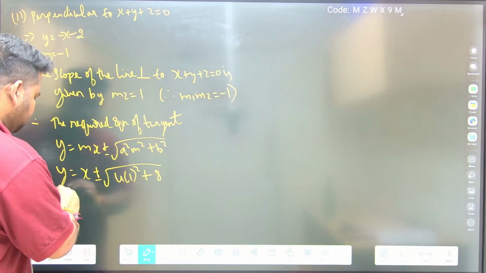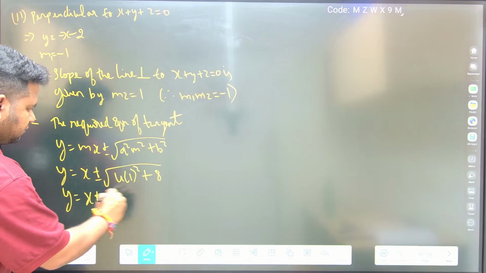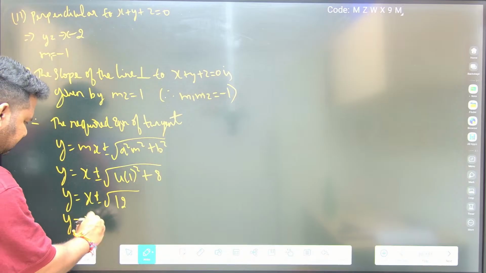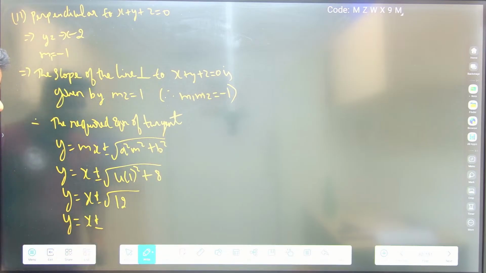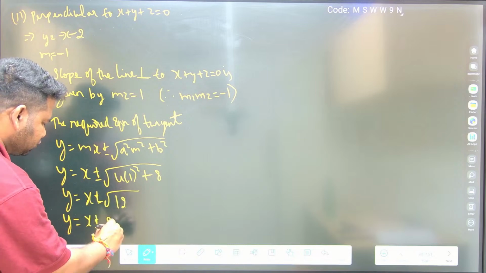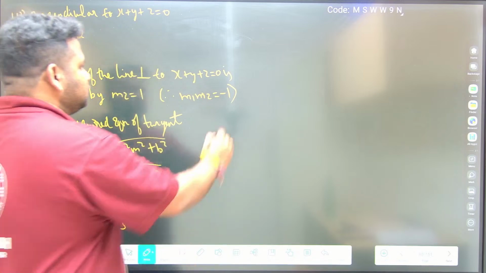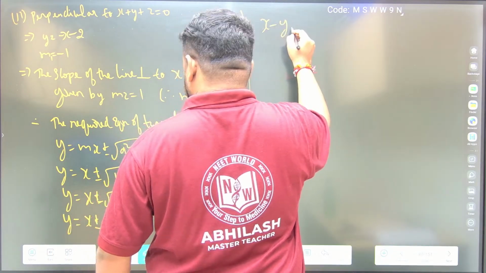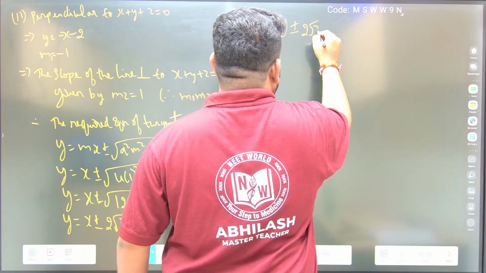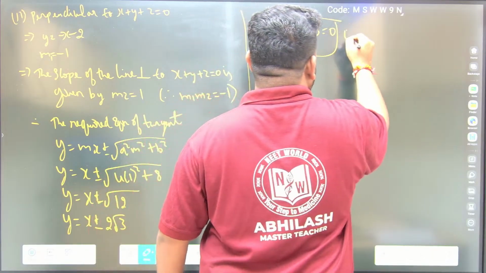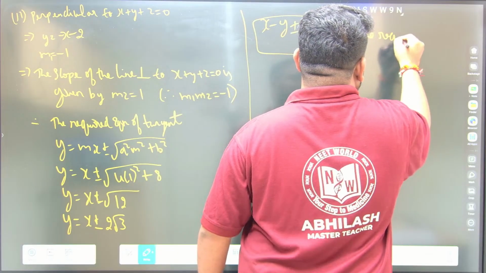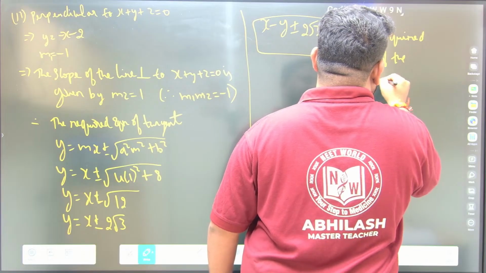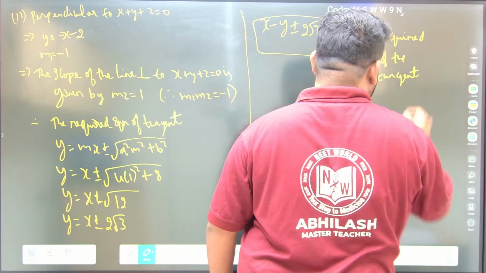It is 8. Now y is equal to x plus or minus the square root of (4 into 1 square is 4), 4 plus 8, 12. Okay, so y is equal to x plus or minus root 12, which can be written as root of 4 into 3. So that means I can write it as 2 root 3. So therefore, x minus y plus or minus 2 root 3 is equal to 0 is the required equation of the tangent, friends.